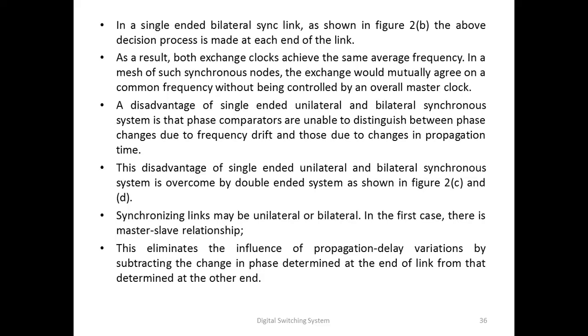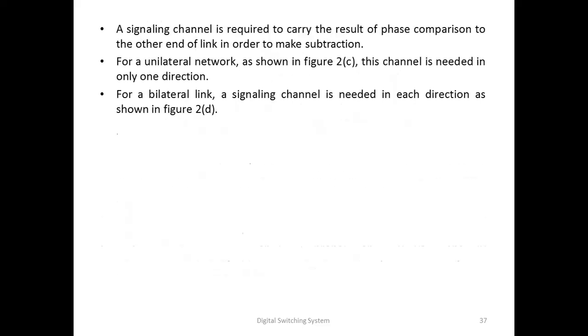Synchronizing links may be unilateral or bilateral. In the first case, there is a master-slave relationship. This eliminates the influence of propagation delay variations by subtracting the change in phase determined at the end of the link from that determined at the other end. A signaling channel is required to carry the result of phase comparison to the other end of the link in order to make the subtraction. For a unilateral network, as shown in figure C, this channel is needed in only one direction. For a bilateral link, a signaling channel is needed in each direction, as shown in figure D.